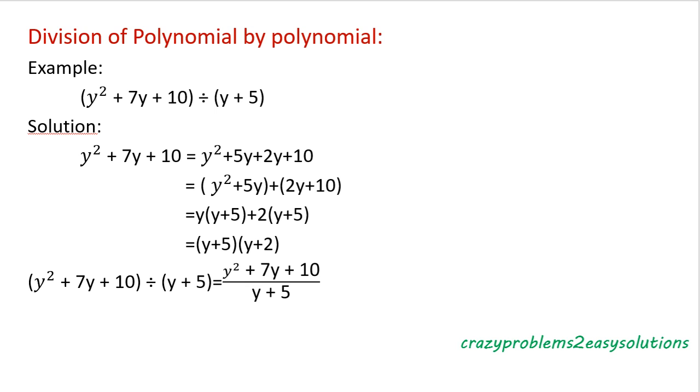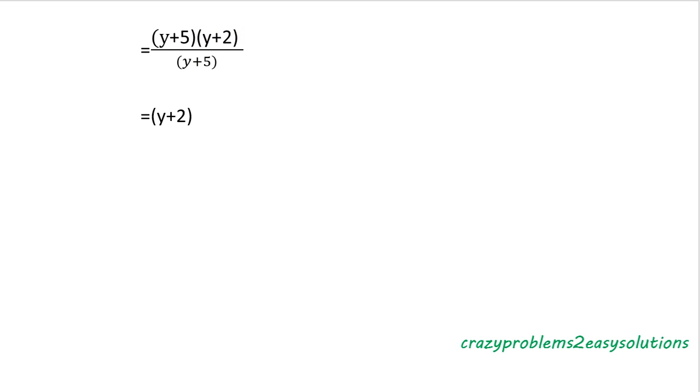And then we divide in the division form using this factorization: y square plus 7y plus 10 divided by y plus 5. Instead of that, we write y plus 5 into y plus 2, so y plus 5 into y plus 2 divided by y plus 5. Y plus 5 and y plus 5 get cancelled. The remaining answer is y plus 2. If you divide, the final answer is y plus 2.